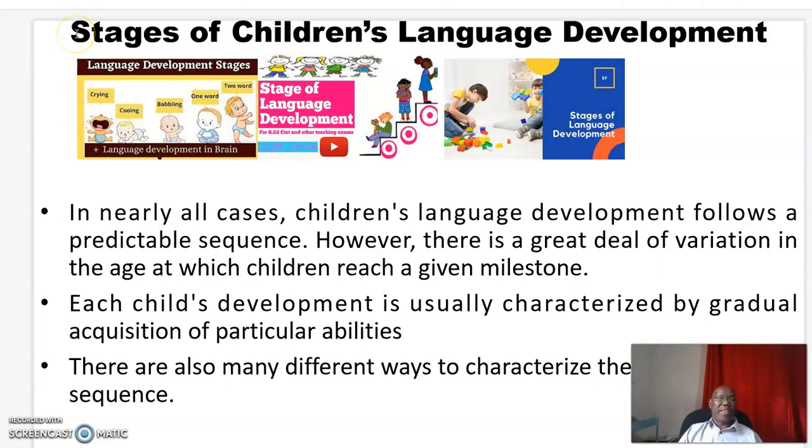Our topic today is stages of children's language development. In nearly all cases, children's language development follows a predictable sequence. However, there is a great deal of variation in the age at which children reach a given milestone. Each child's development is usually characterized by gradual acquisition of particular skills. There are so many different ways to characterize the developmental sequence.